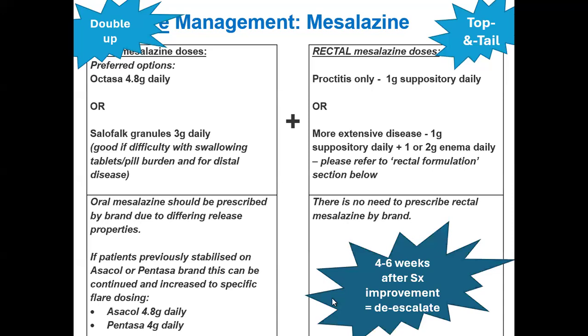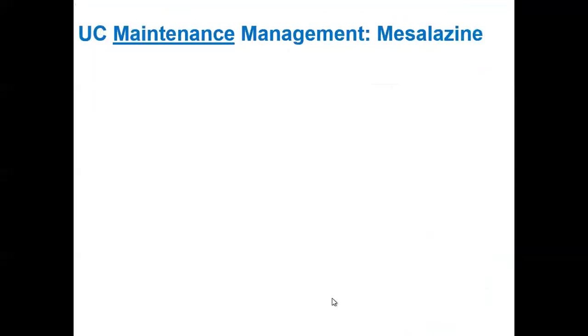And how long they take it for is basically 4 to 8, I've put 6 there, but 4 to 8 weeks after symptom improvement is seen. So a lot of patients, they see symptom improvement and then they just stop taking these big doses. They need to continue taking them for, as I said, 4 to 8 weeks after that symptom improvement, and only then can they reduce down.